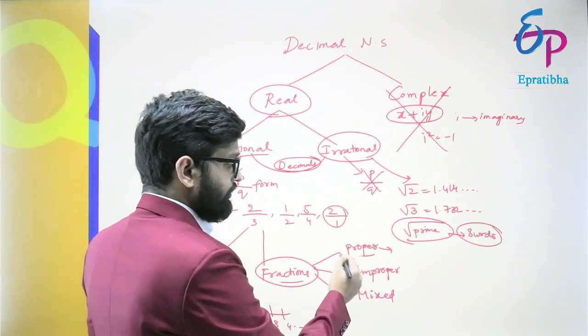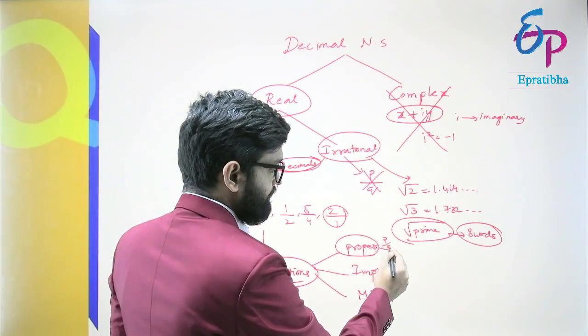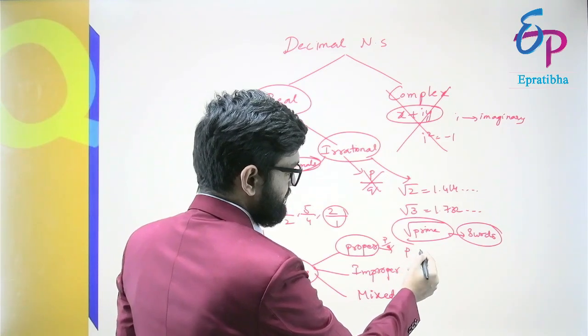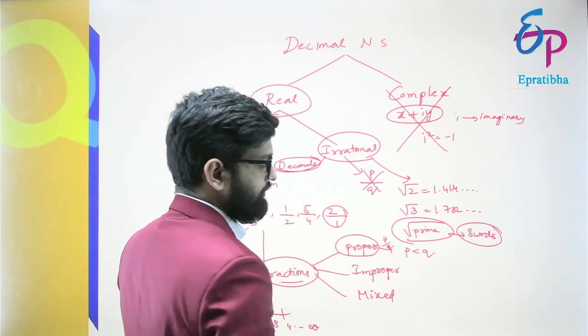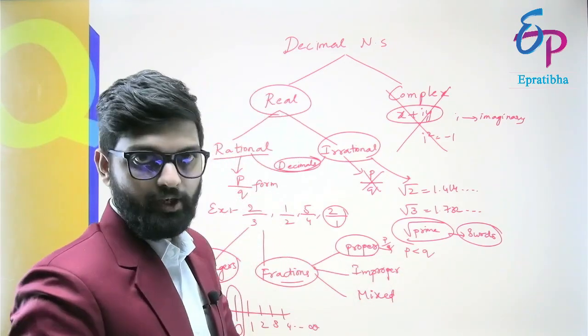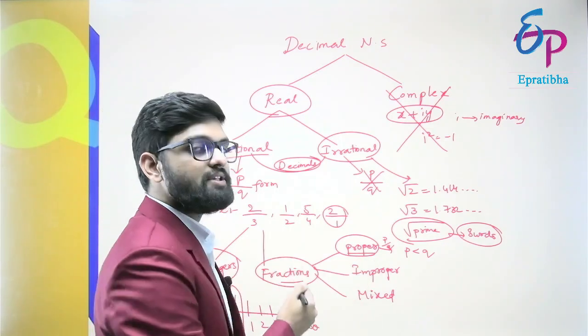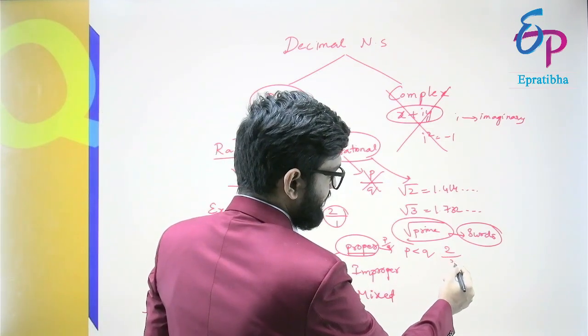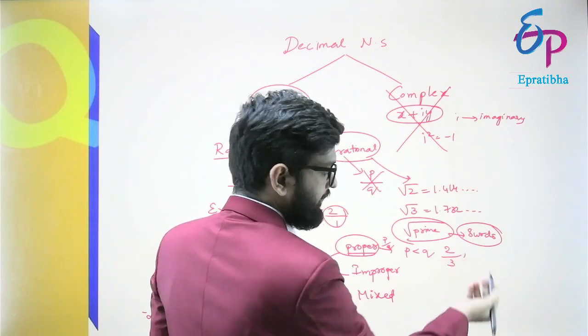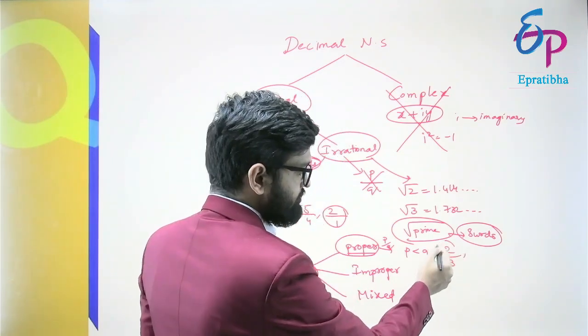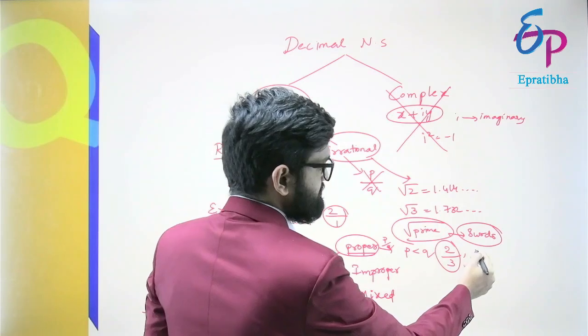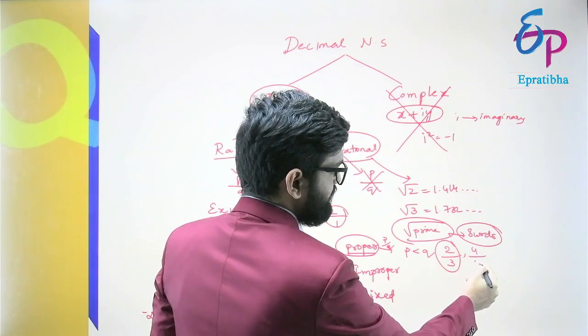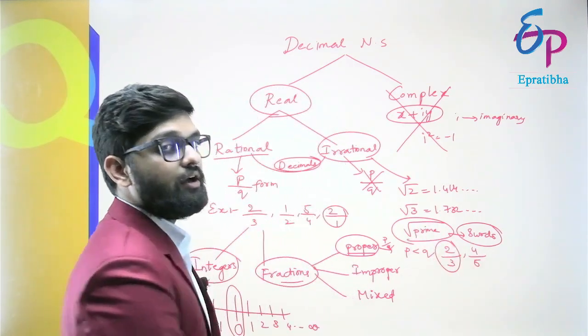So P by Q form, I have told you P by Q form, right? Whenever P is less than Q, whenever the numerator is less than the denominator, we call these numbers proper fractions. If you take the denominator as 3 and the numerator as 2, then 2 by 3 is also a proper fraction, right? Give me some more examples. If you take 4 and 5, this is also a proper fraction.